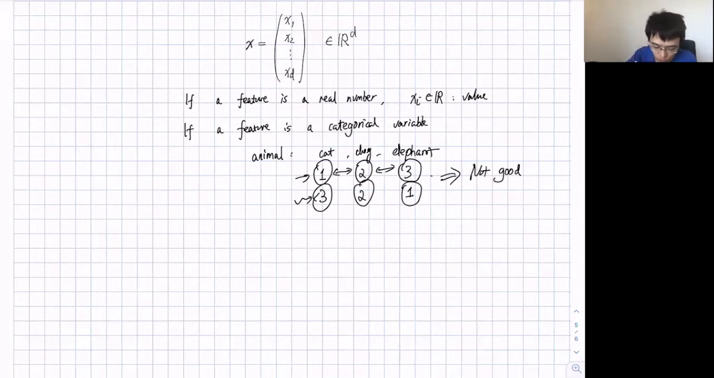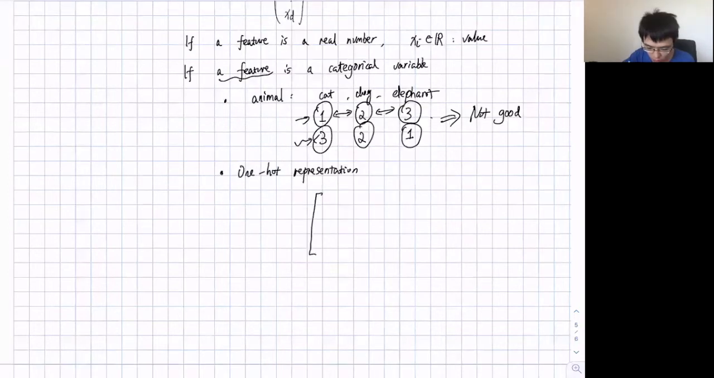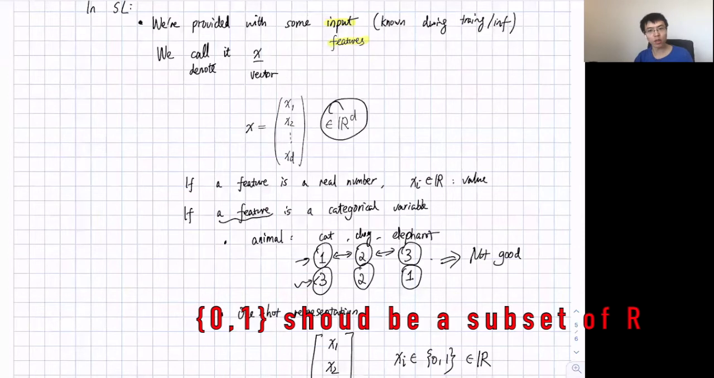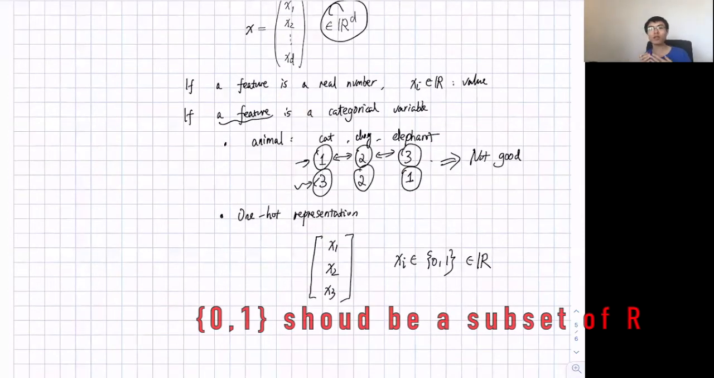So another way of representing a categorical variable is one-hot representation. I can expand this feature to 3 dimensions, so this is some x1, x2, x3. And each of the dimensions is either 0 or 1. Of course, 0 and 1 are still real numbers. So it's still real numbers, but it's a subset of the real numbers. It can be either 0 or 1.